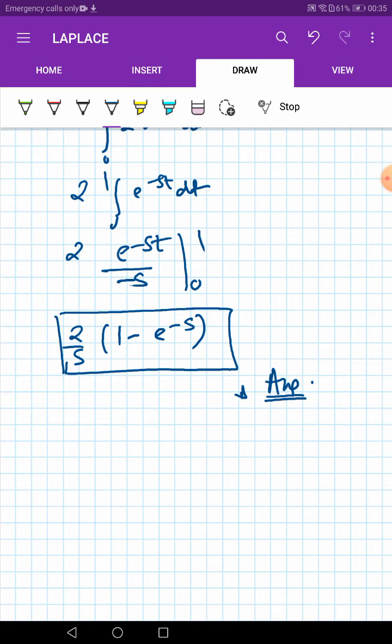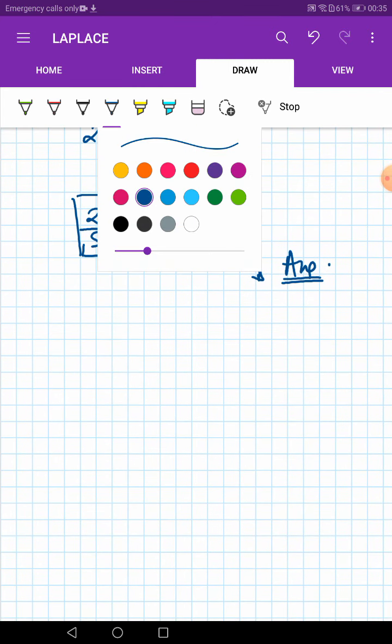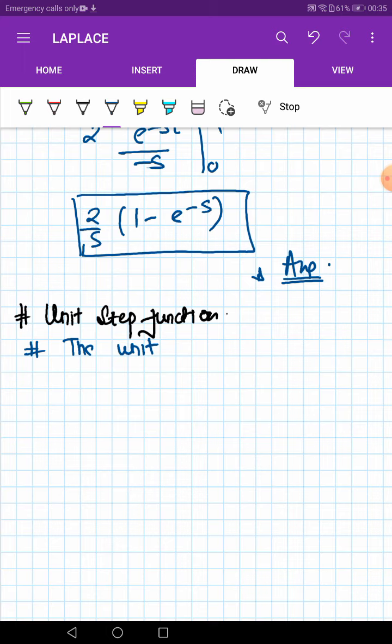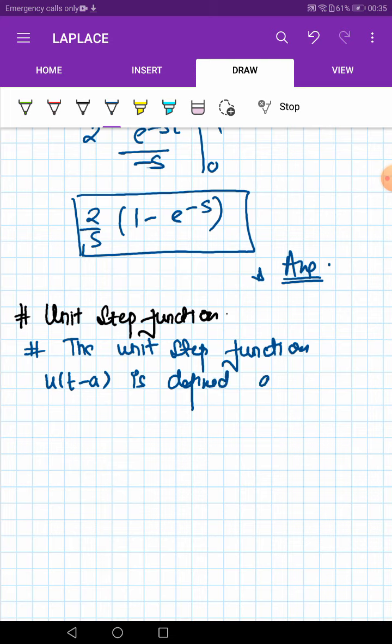Let us talk about the unit step function. So what is the unit step function? The unit step function u of t minus a is defined as: u of t minus a is equal to 0 if t is less than a, and is equal to 1 if t is greater than a.